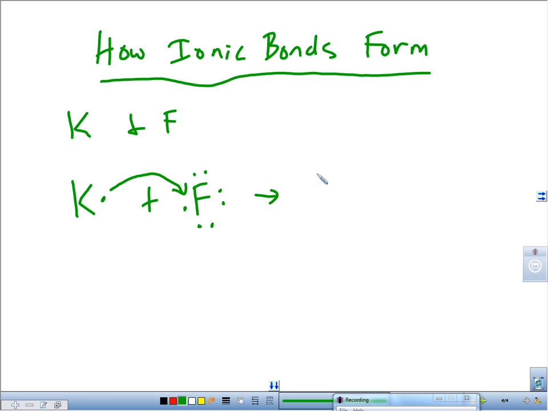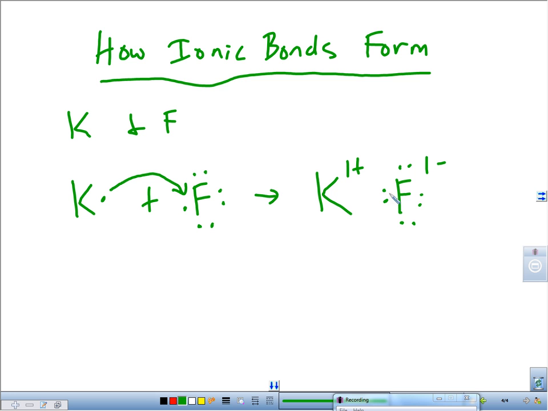And when that transfer occurs, what is our end result? What is potassium now? It's a 1 plus, right? And the number is supposed to come before the plus, so I'll just stay with that. It's not the end of the world, but it's supposed to. Now fluorine has 8 valence electrons, and what is it? A 1 minus. So the metal has lost its electron to the nonmetal. The metal has formed a cation. The nonmetal has formed an anion.